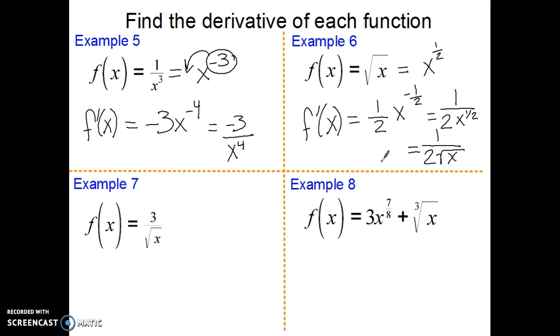Moving on to example 7. This one's going to take a couple of steps to rewrite our original function. This will become 3 over, well, the square root of x is the same as x to the 1/2.